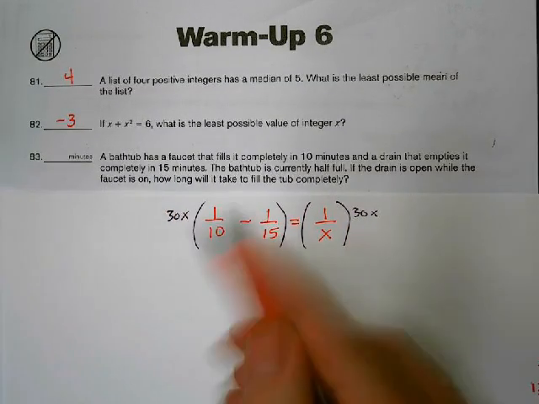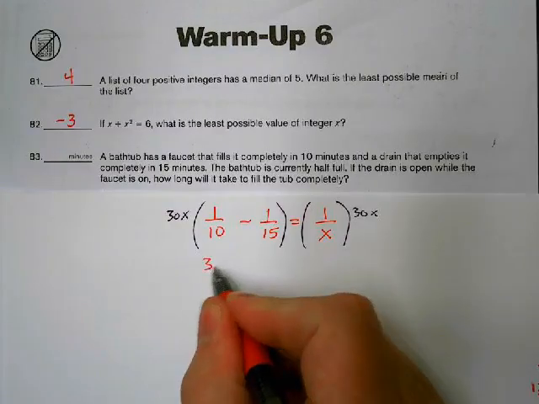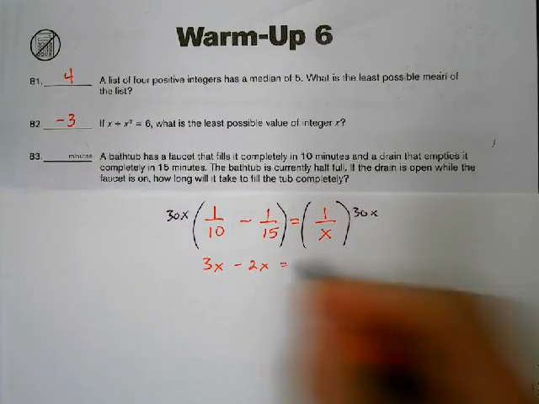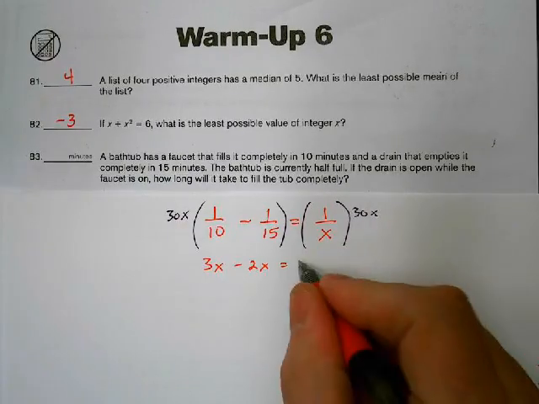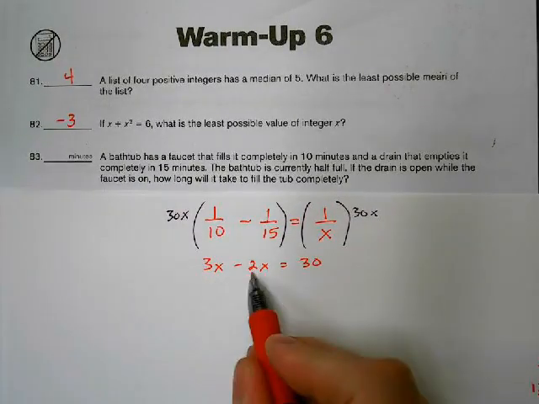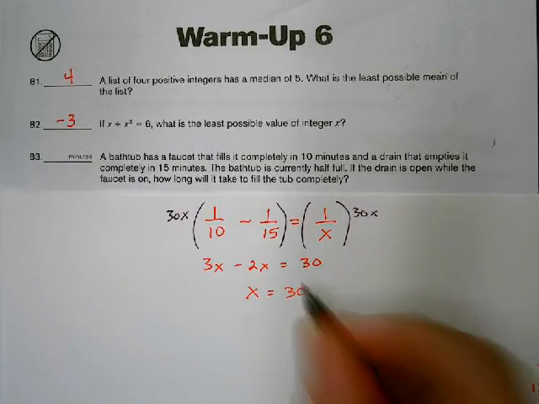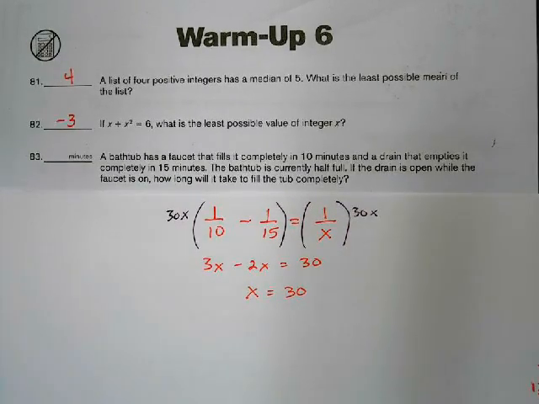So 10 goes into 30, I'm left with 3x. 15 goes into 30, I'm left with 2x. X goes into 30x, I'm left with 30. I subtract these two together and I get x equals 30. But this is the full tub. It takes 30 minutes to fill up the whole tub, but we only want half the tub. So half of 30 would be 15.